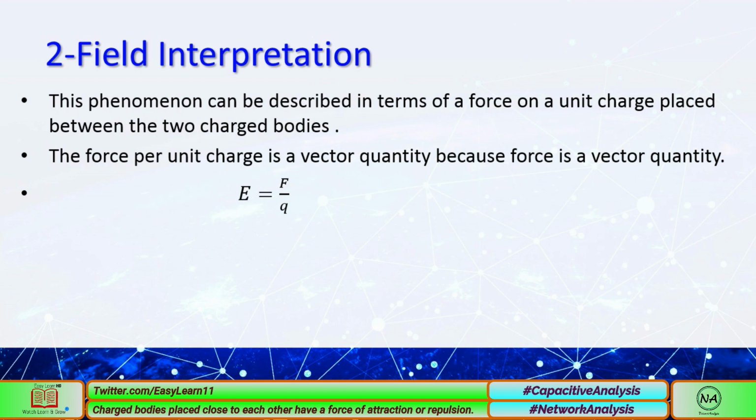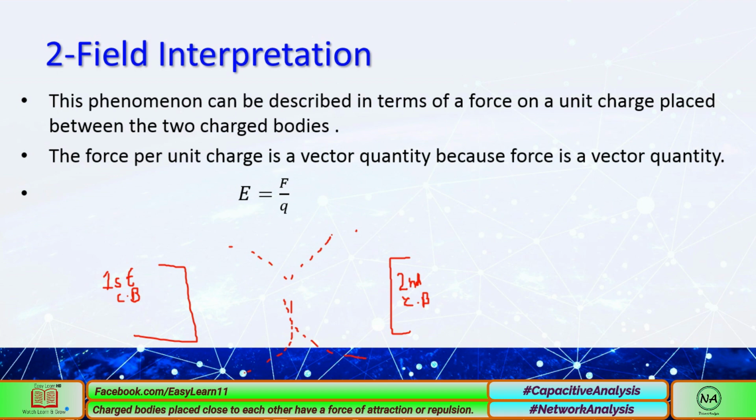The phenomena can be described in terms of force on a unit charge placed between the two charged bodies. Like this is the first charged body, and here is the second charged body. It has its own jurisdictions, boundaries. The second charged body also has its own boundary.